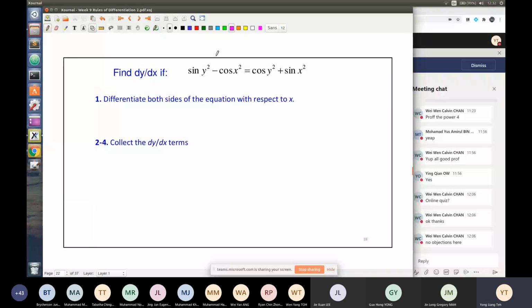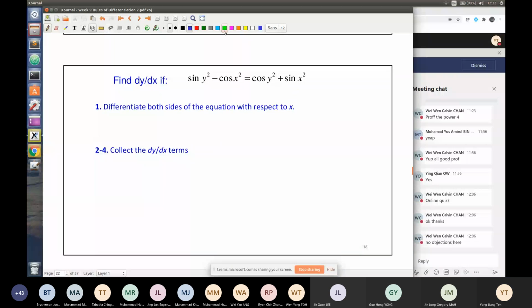I find this very obvious, but I still get students making this horrendous mistake. Sine of y square is of course not equal to sine square y. The square is at different places. Please be careful. This one is actually the same as sine y whole thing square.